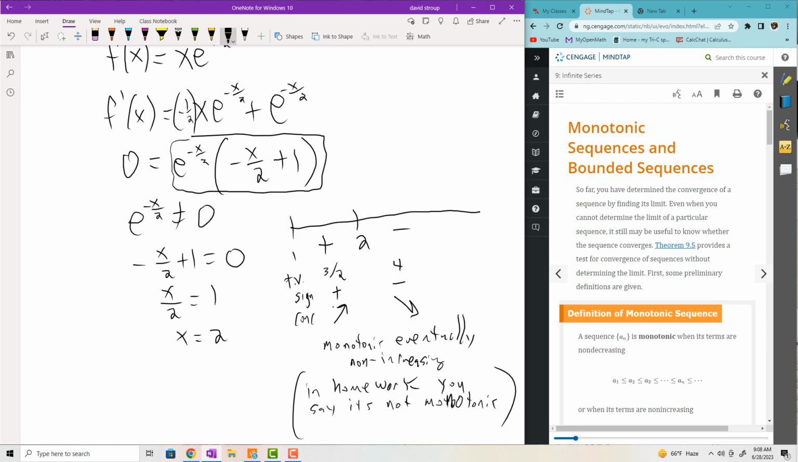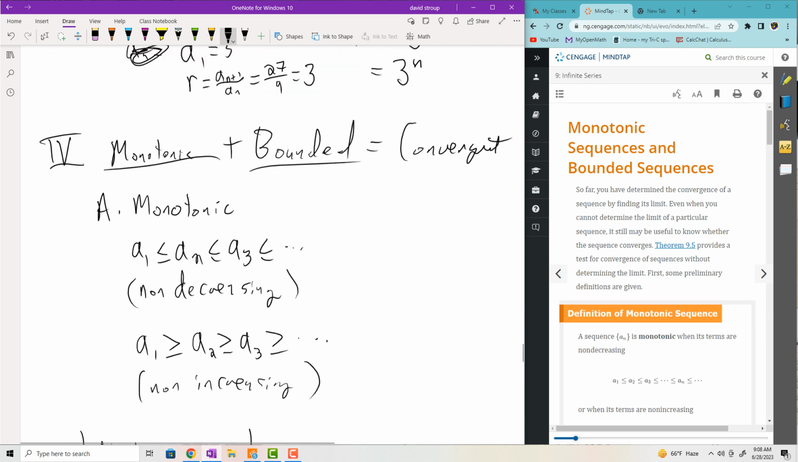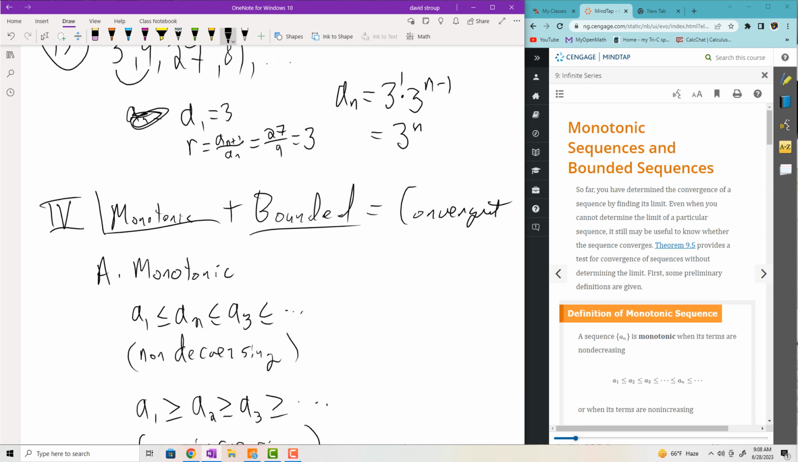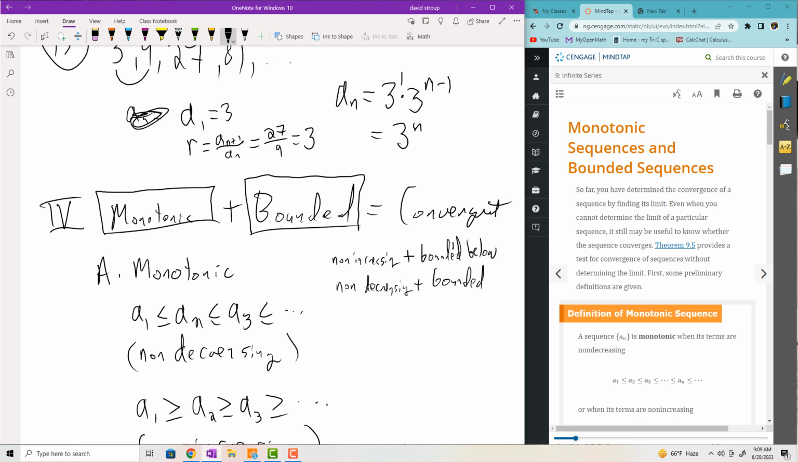The other issue then is the boundedness issue. Okay, so the deal is if you have a sequence and you can prove it's monotonic, so either non-increasing or non-decreasing, and then if you could prove it's bounded, so in particular if it's non-increasing plus bounded below, sorry, or if you can prove it's non-decreasing and bounded above, those things together will prove convergence.